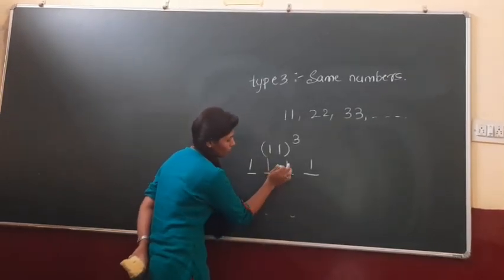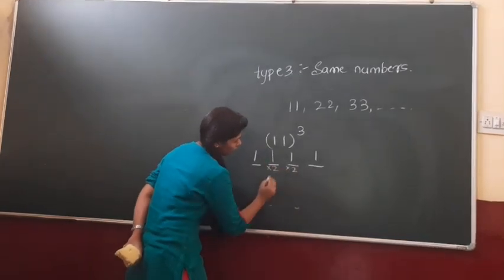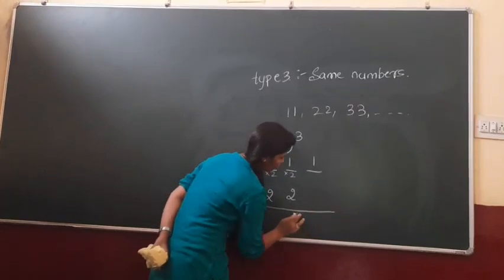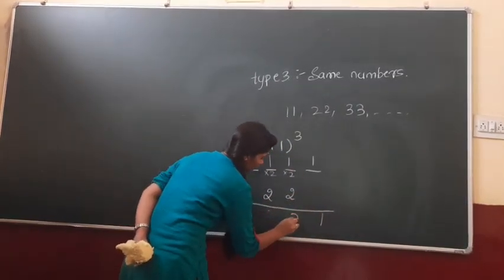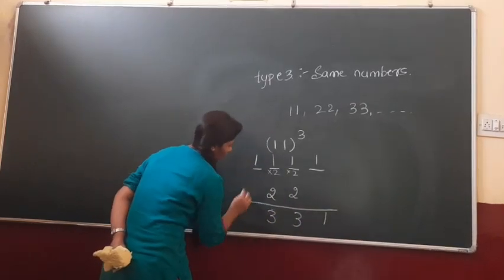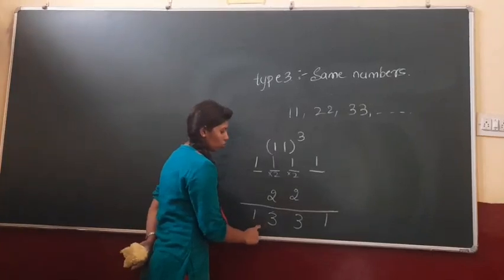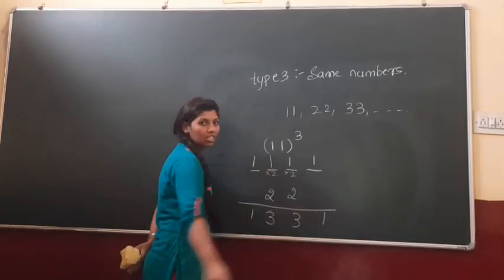Then I need to multiply 1 and 1 with 2. So what I get? 1 into 2 is 2, 1 into 2 is 2. Then I need to add it. 1 plus 2 is 3, 1 plus 2 is 3 and 1 is 1. Hence 11 cube is 1331.